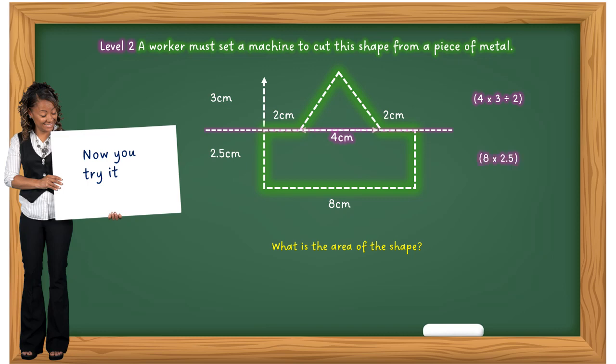Then the rectangle is simply 8 times 2.5. You do the workings, you add them both together, and you can see the answer is 26 centimeters squared. And if you got that in your answer, well done.